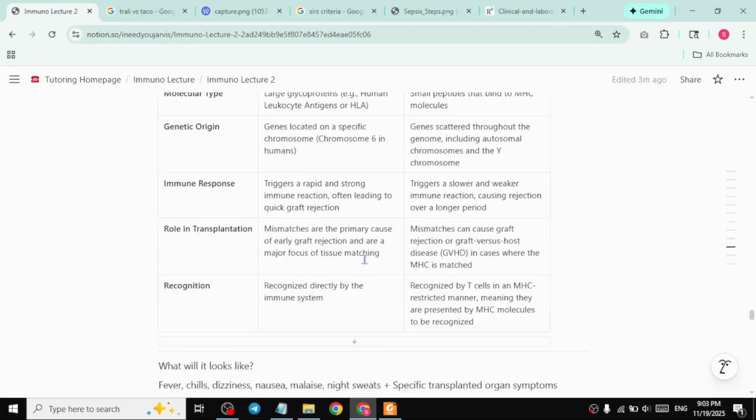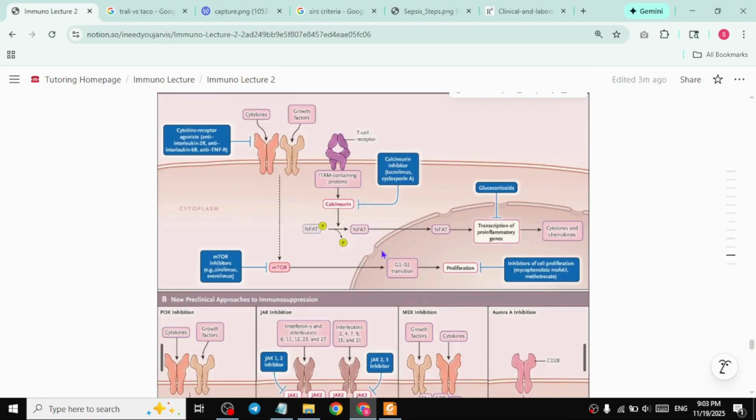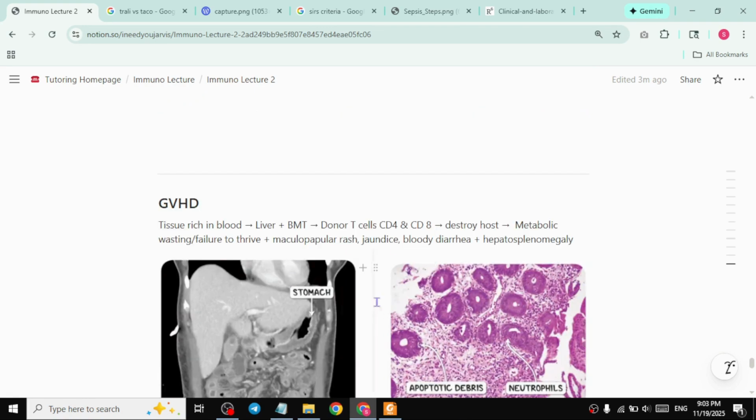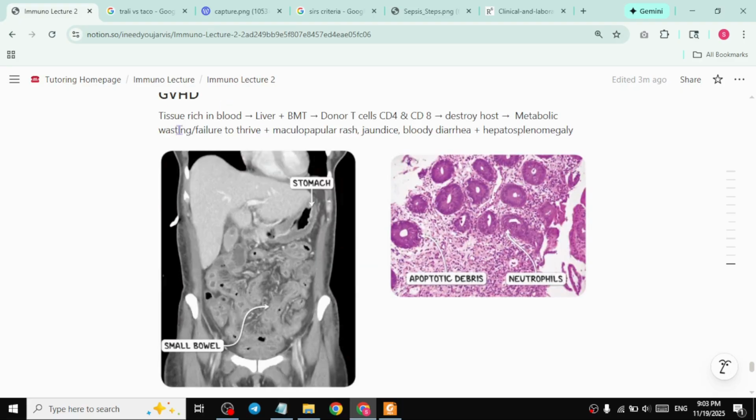I have mentioned it here, but it's towards the bottom, so let me just go there. Yeah. So what is happening with graft versus host disease? The tissue which is rich in blood, usually tissues which are rich in blood, cause graft versus host disease. Okay, usually like liver or bone marrow transplants lead to this. Okay. And what ends up happening is that donor T cells, which are in that organ, mount a response against the host, right? They destroy the host.